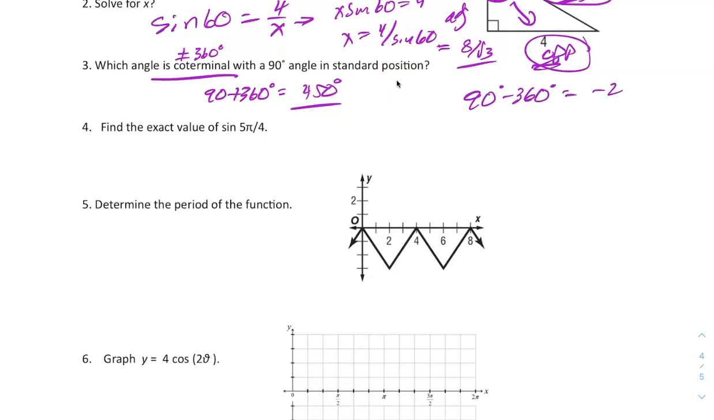That'll get me negative 270. So again, all these work, and there's also a lot more. You keep on just adding and subtracting 360 to get more answers.